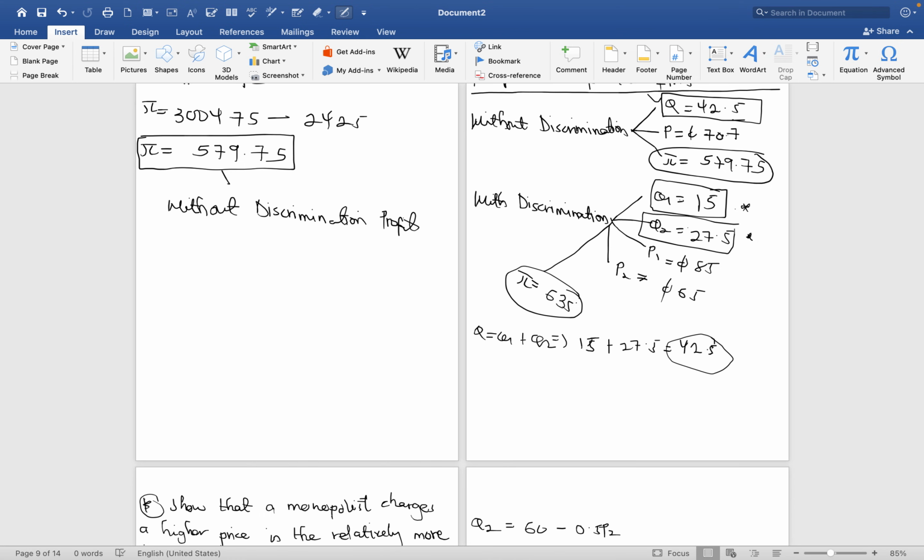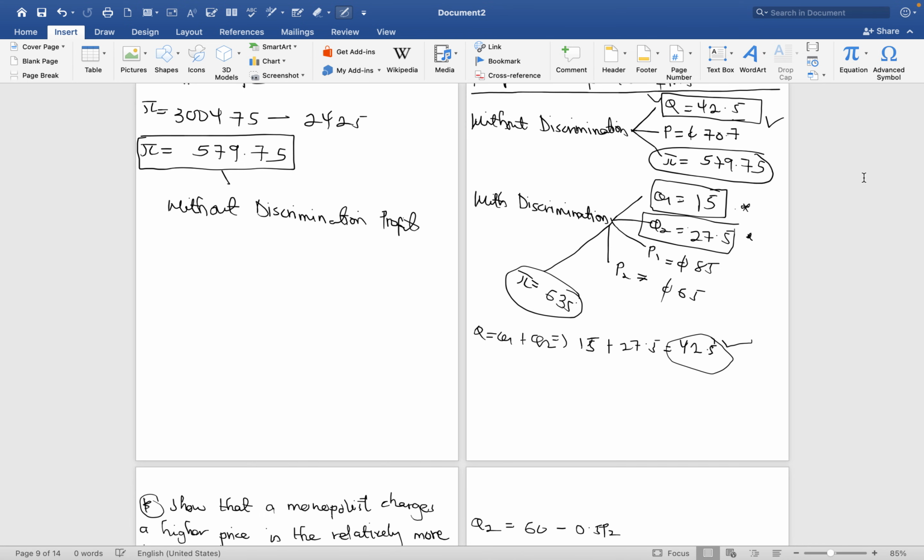It means that whether with discrimination or without discrimination, we will still produce the same output at a given cost. Because as you check, these two give me 42.5, just one gives me 42.5, but we are all using the same total cost. It should have differed, but since we are all using the same total cost and it gives us the same output, it means that we still produce the same output at a given cost.